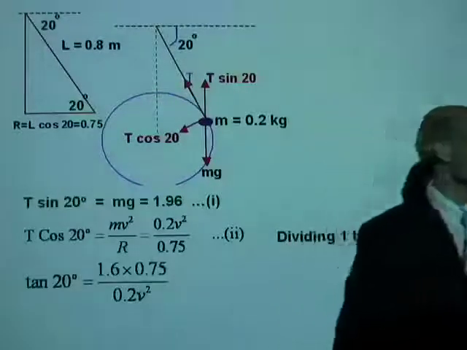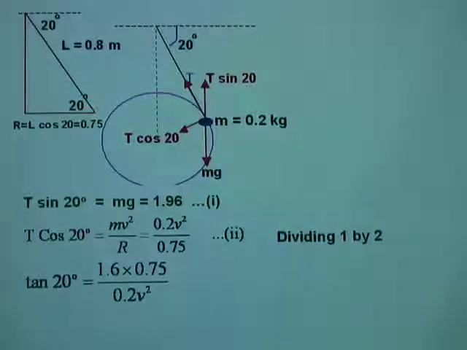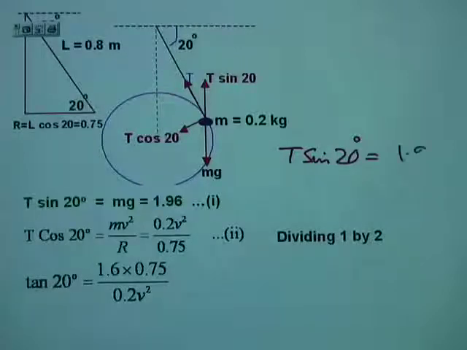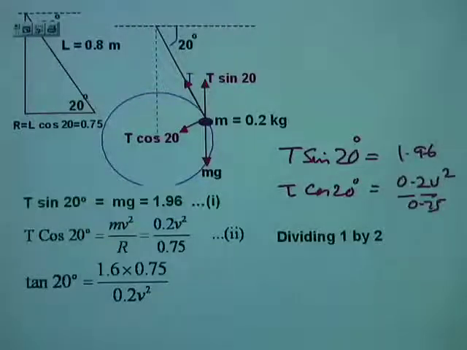And let me do that for you. So what I have done there is the left hand side of the first equation is T sine 20 degrees equal to 1.96, the first equation. T cos 20 degrees is 0.2 v squared over 0.75, the second equation. Divide the left hand side of the first equation by the left hand side of the second equation. Divide the right hand side by the right hand side.